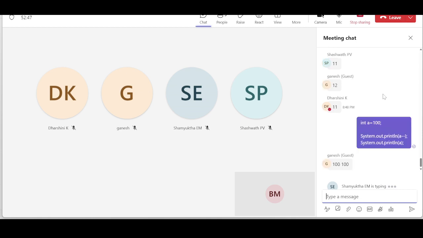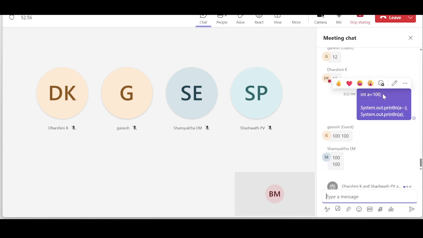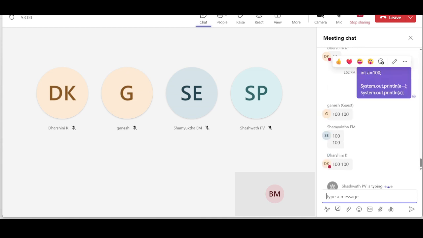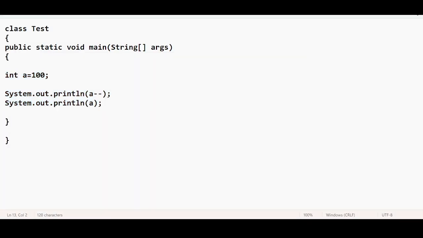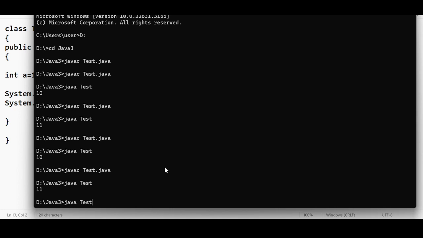Ganesh says 100. Okay. Samyukta, Darshini, Shashwant, give me a try, guys. Samyukta says 100. Darshini also says 100. Shashwant says 99. Okay. Thank you for the try.